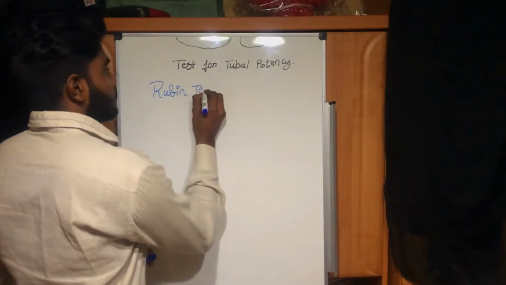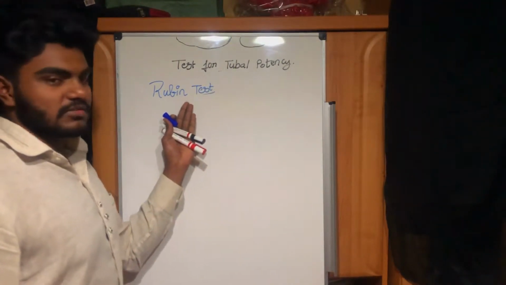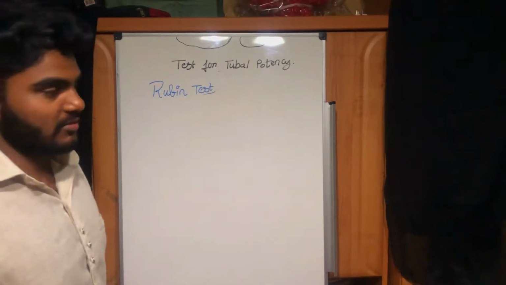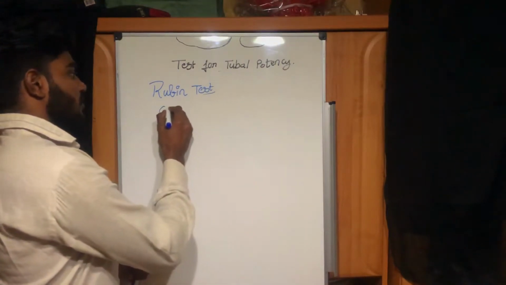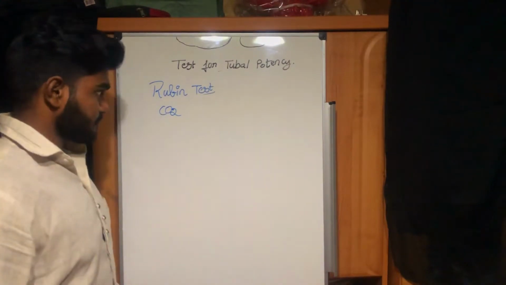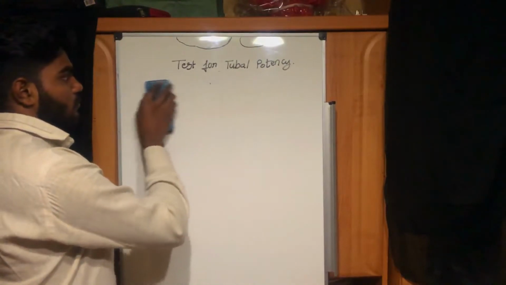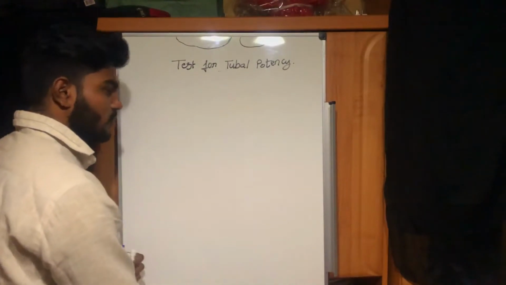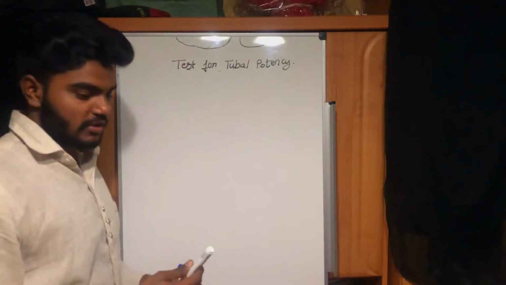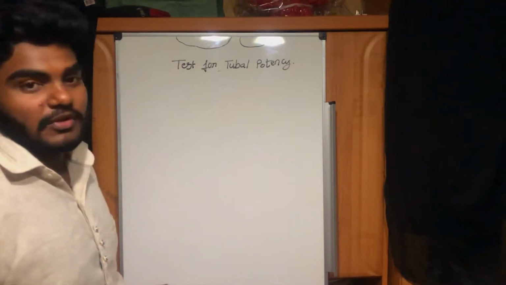Rubin test is not used nowadays, so you just have to know it, but it is not that important. In the Rubin test, we are passing CO2 gas through the tube and we will find out the conditions. Don't forget the Rubin test also. You have to know it involves passing CO2 gas to find out any defect in the fallopian tube.